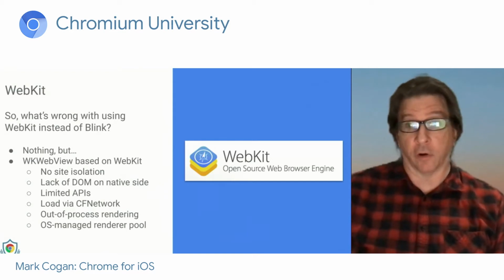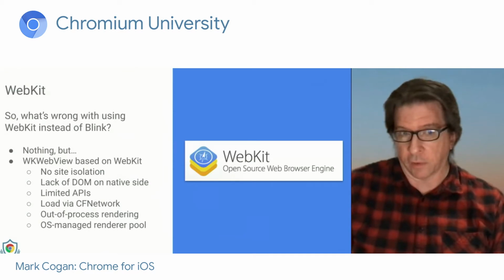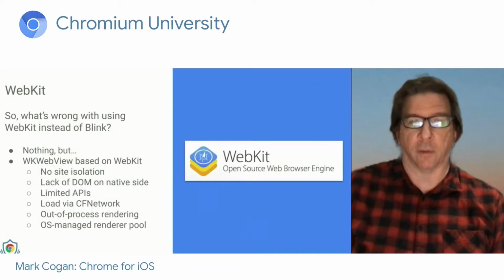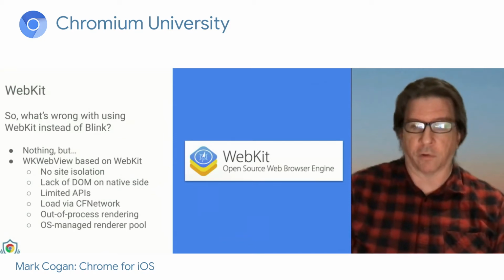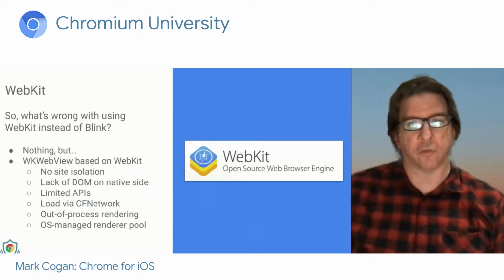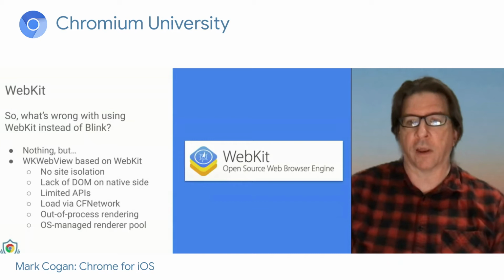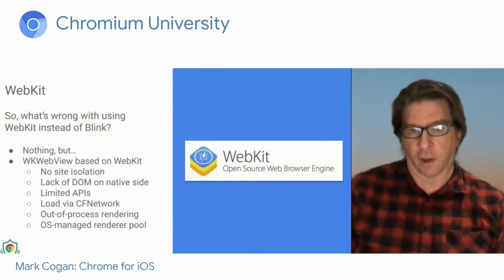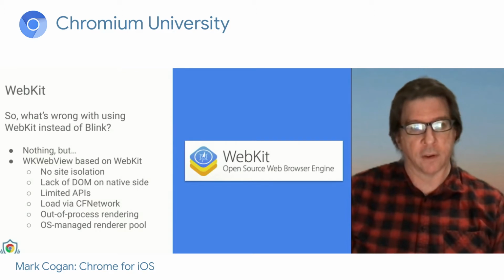There's lots of things we don't get with WK WebView. WebKit doesn't have site isolation the way that Blink does. WK WebView doesn't provide any direct APIs for accessing the DOM or inspecting or interacting with the DOM. Its other APIs are very limited. They've grown some in the last few years, but they're still fairly minimal. As I said before, all the network loads go through the CF network stack, which means we can't use the Chrome network stack to implement things like Quick or the Chrome Data Saver. Features like that aren't possible for us to use.